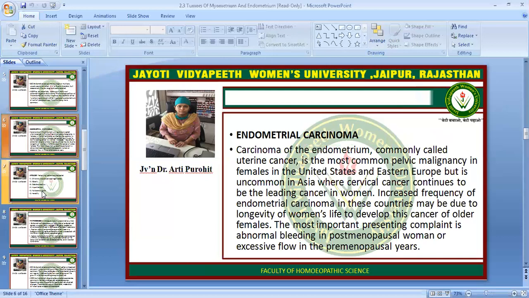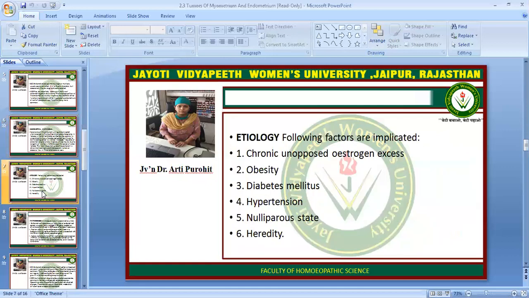In endometrial carcinoma, carcinoma of the endometrium, commonly called uterine cancer, it is the most common pelvic malignancy in females in the US and Eastern Europe, but uncommon in Asia, where cervical cancer continues to be the leading cancer in women. Increased frequency of endometrial carcinoma in these countries may be due to longevity of woman's life, to develop cancer in older females. The most important presenting complaint is abnormal bleeding in postmenopausal women or excessive flow in premenopausal years.